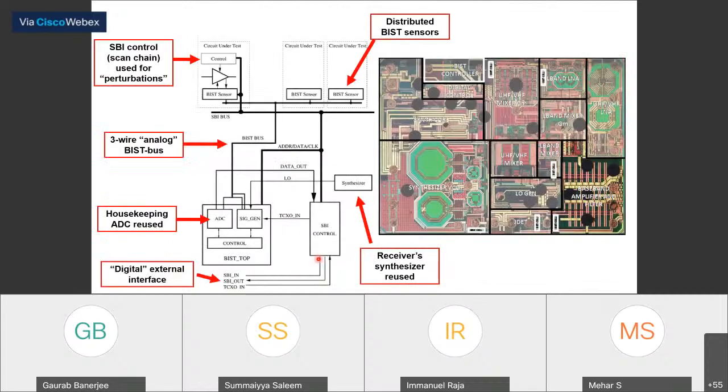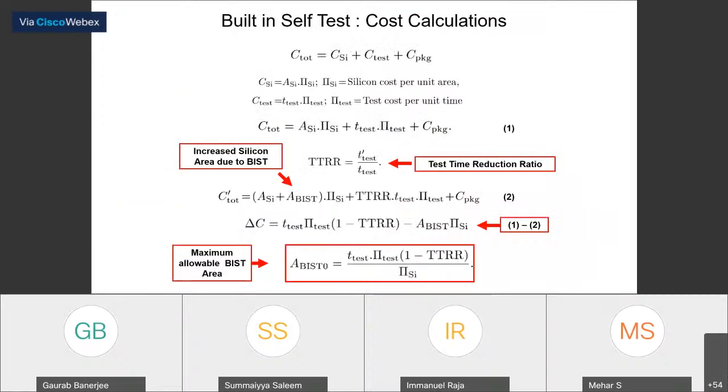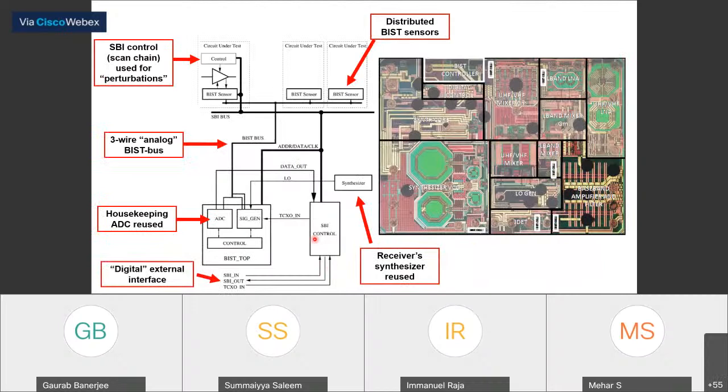Now, what we did was, this is a die shot of our chip. Our primary aim was we don't want to consume extra silicon area. We don't want to get close to this value of A BIST zero, because otherwise we would be losing money. So what we did was we did reuse. This was a chip done for mobile broadcast video way back in 2009, when people were looking at streaming video on their cell phones.